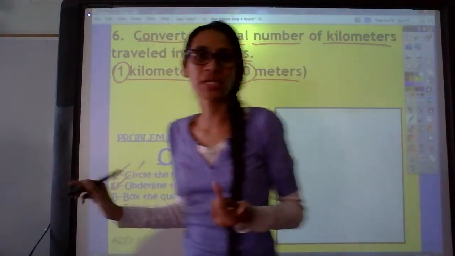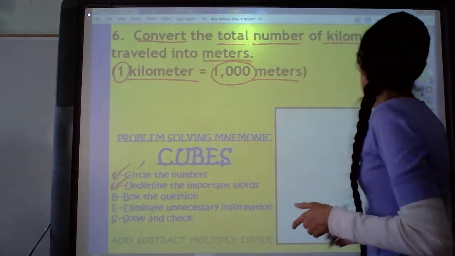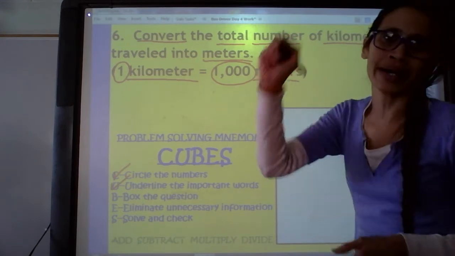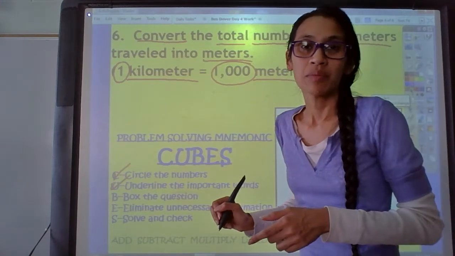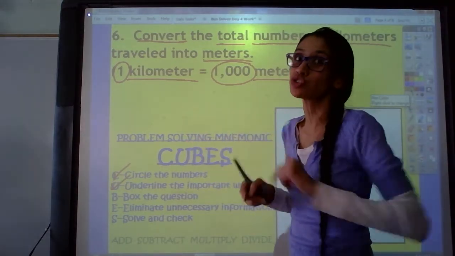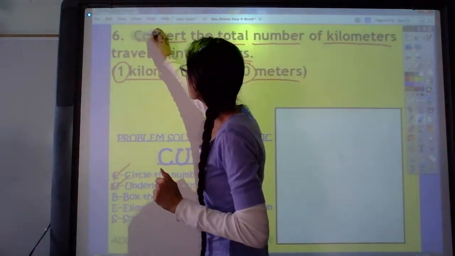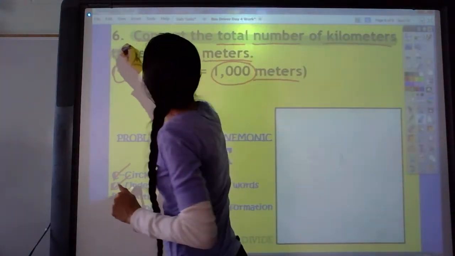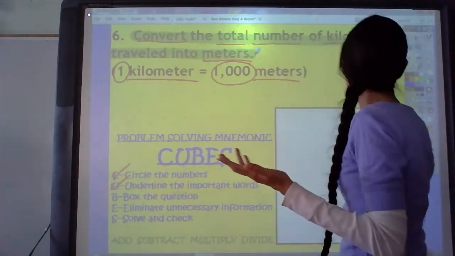The next step is the B step. And the B step says to box the question. So I'm going to get my handy-dandy, not calculator, my handy-dandy highlighter. And I will highlight that. There's no question. But there is a statement that tells you what to do. And what does it tell you to do? It says to convert the total number of kilometers traveled into meters. Oh, that was the whole statement. All right, that was easy.